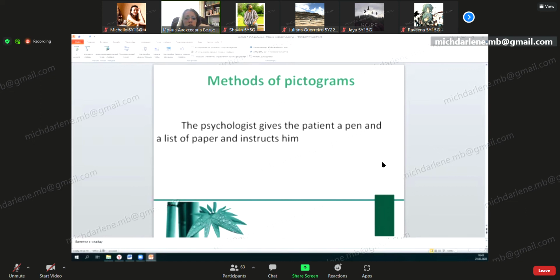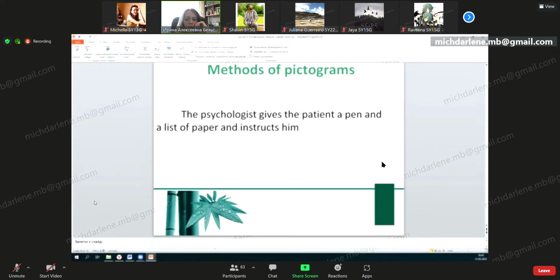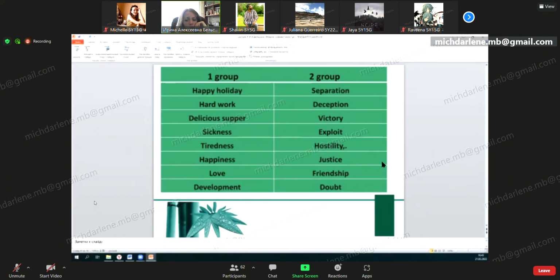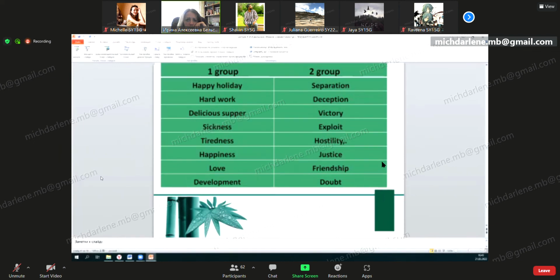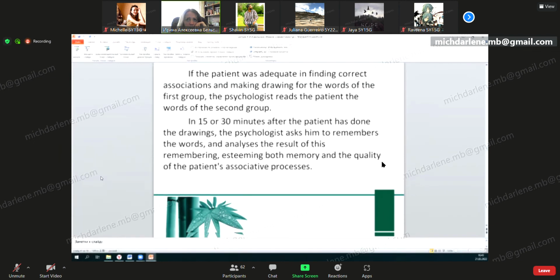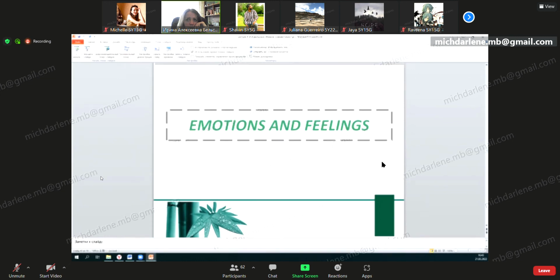The psychologist must prepare 2 groups of words for the patient's remembering. The first group contains more concrete words, and the other one contains more abstract concepts. This is the method of the pictograms. Wait a second, I have prepared the instructions.